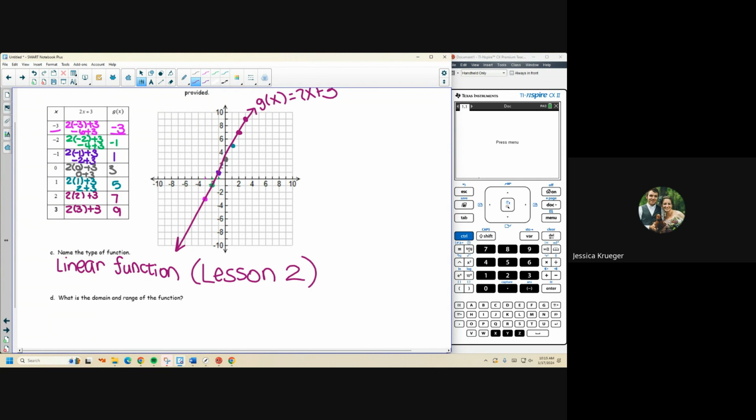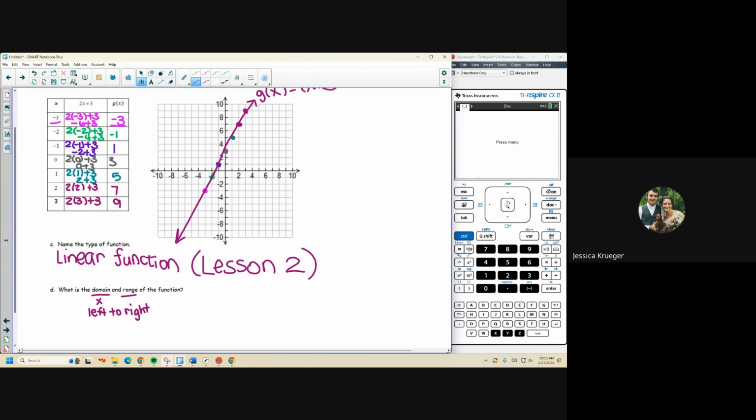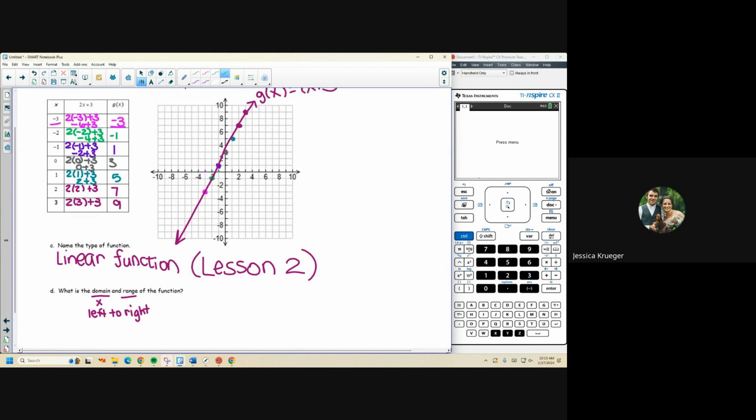And then it asks, what is the domain and the range? The domain is your x values, so we're thinking left to right. If I look at this function and go along my x-axis, left to right, the question is, if I'm out here at -10, am I going to eventually hit a point on the graph? I think because this continues, I will. What if I'm out here at -20? Will I eventually hit a point on the graph? Yes. So my graph goes to the left forever and ever.